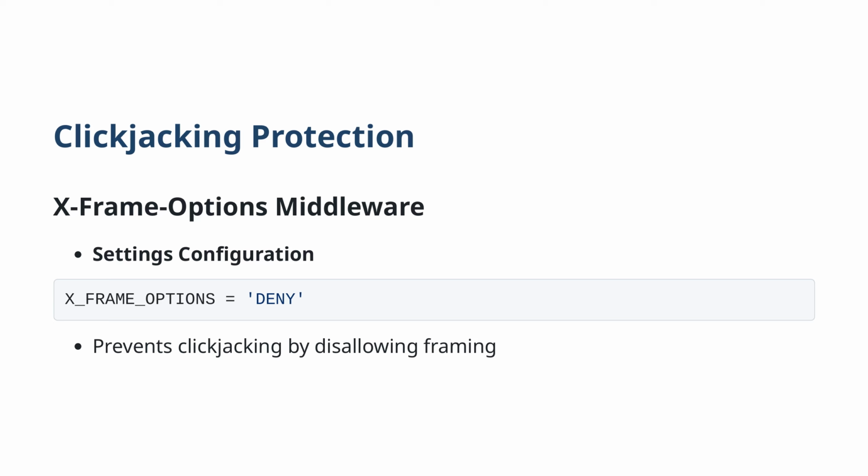In the settings, you can set X_FRAME_OPTIONS equals DENY. This setting informs the browser to disallow your web pages from being embedded in a frame, iframe, or object tag. This protection is crucial in avoiding potential clickjacking attempts and ensuring your users' actions are not hijacked by malicious entities.